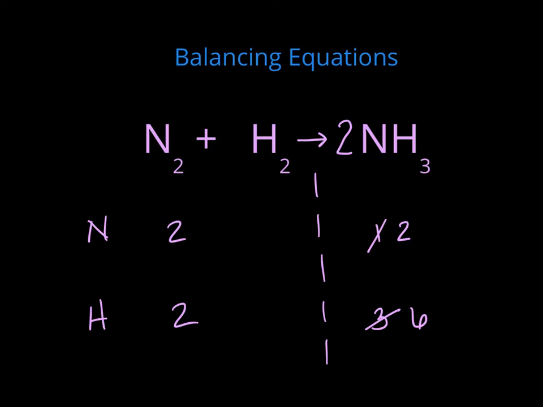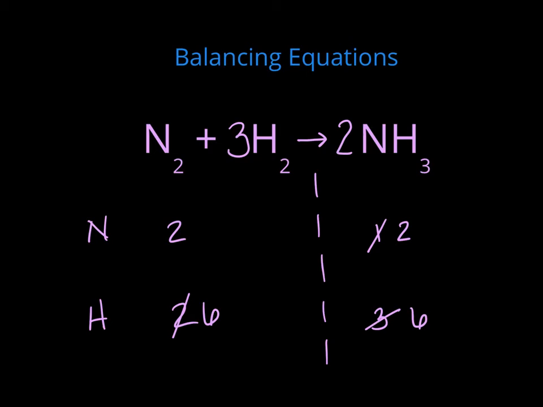So I need to go back and I need 6 hydrogens on my reactant side. The easiest way to do that is add a big 3 coefficient in front of my hydrogen, because 3 times 2 is 6, and that will change my amount of hydrogens on my reactant side. So now I have 6 hydrogens on my reactant side and 6 hydrogens on my product side.